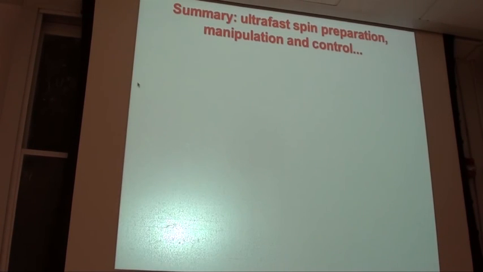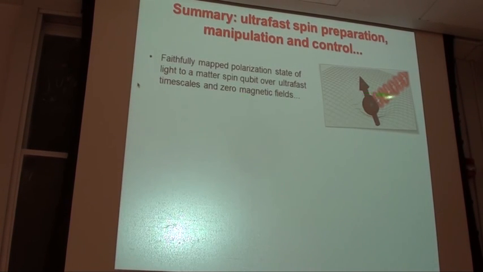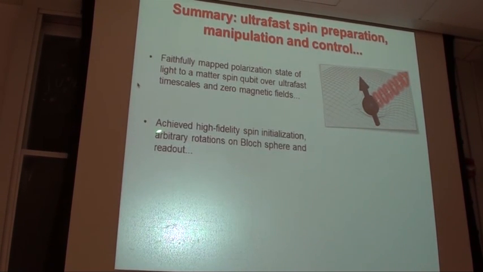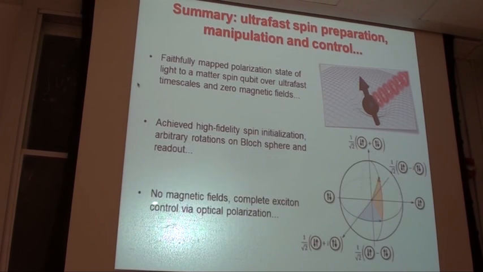Oh, great. Okay. So what I've just shown you is actually very new data we've just measured in the last month or two, where we've shown at zero magnetic field we can map the polarization state of light faithfully to the spin of the exciton over 3 picosecond timescales. I've shown you that we can get very high fidelity spin initialization, we can do arbitrary rotations on the Bloch sphere, and we can do readout, and I've also shown you that you can do all of this with one frequency, pumping the exciton, controlling the exciton, and measuring the exciton. So you don't need to use different color pulses, you can do all of this with 3 pulses tuned to the same frequency.